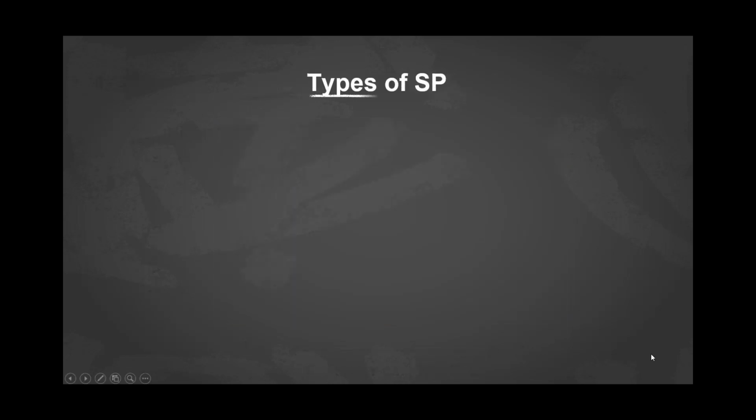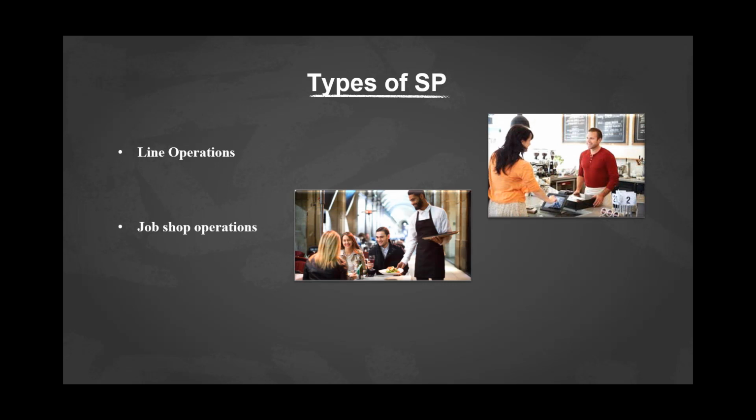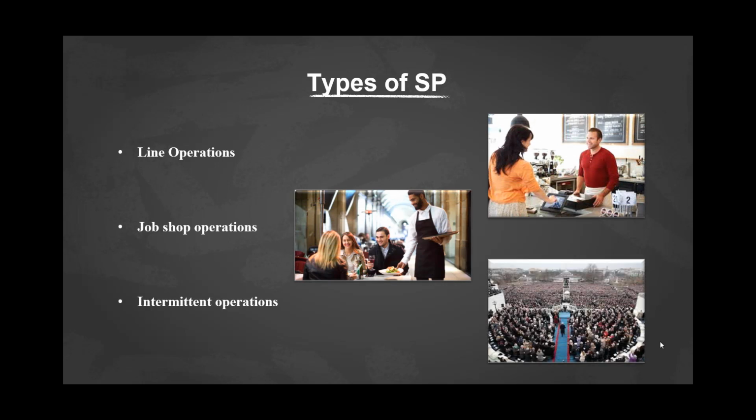Now we have types of service processes. Service process can be categorized into 3 major types. Number 1 is line operations. Number 2 is job shop operations. Number 3 is intermittent operations. Now let's explore each individually.